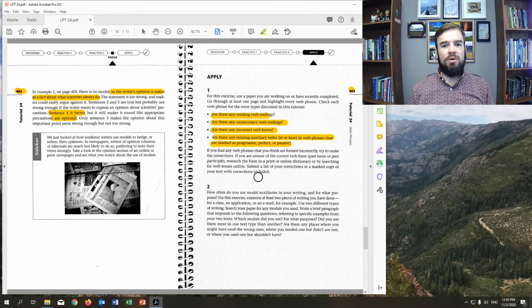If you're unsure of the correct verb form, the past tense or past participle, research the form in a print or online dictionary by searching for verb tenses online. You can submit a list of your corrections or a marked copy of your text with corrections included.